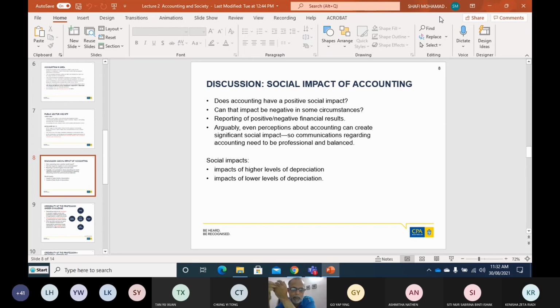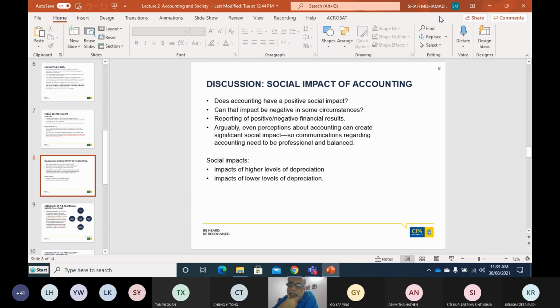Again, we can play around with depreciation, depending on our bottom line. If the bottom line shows a very high profit, an employer is happy, but he doesn't want to pay what he should pay to the Inland Revenue Board. This is where income smoothing, earnings management and all that comes in.